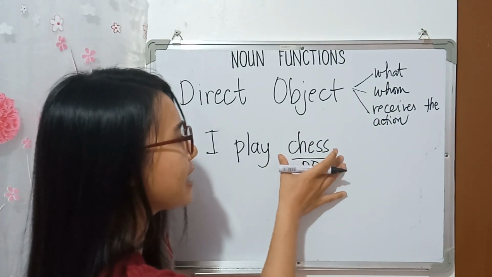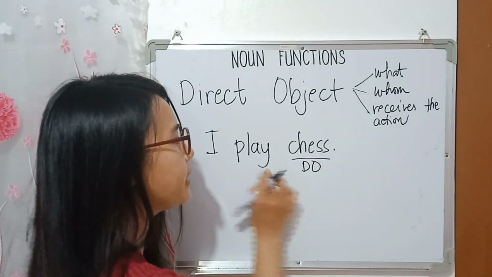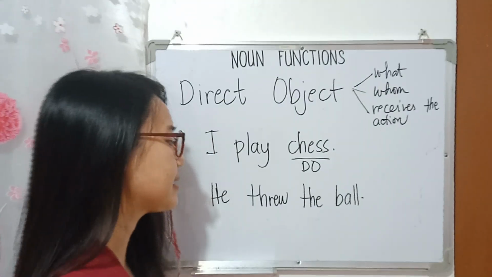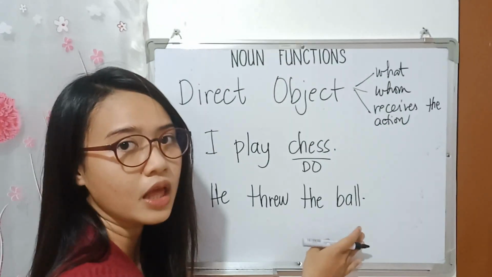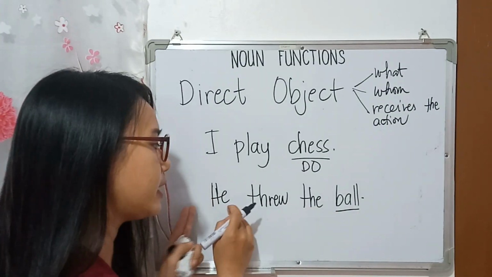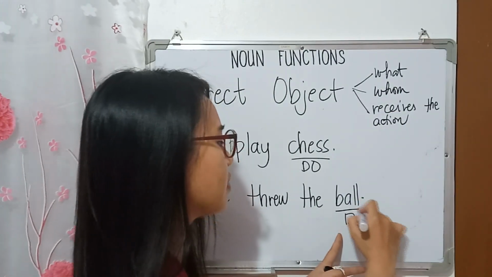Now, it receives the action of playing done by the subject me. What is being played by me? Chess. Therefore, this is our direct object. Second sentence, he threw the ball. We have here only one noun, and that is the ball. We're talking about him throwing what? Ball. This is our direct object.